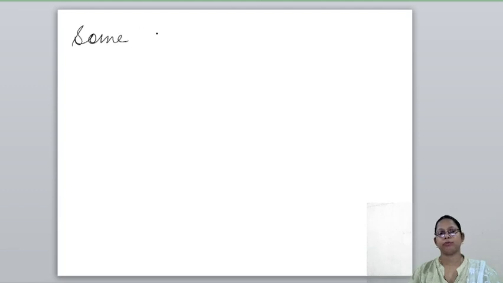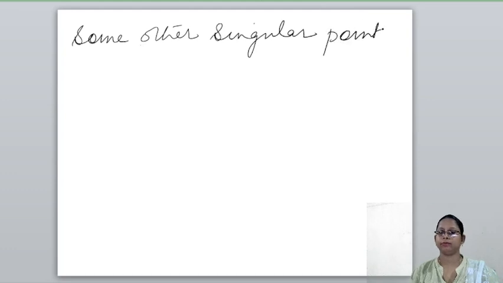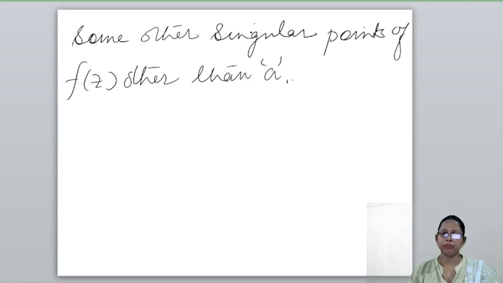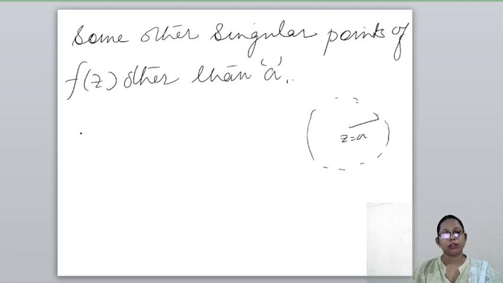That means if every neighborhood of a contains a singular point other than a, then it is called a non-isolated singularity. That is, within the delta neighborhood of z equal to a, we will get some other singular point of f(z), then it is called a non-isolated singular point. Okay, next is an example.